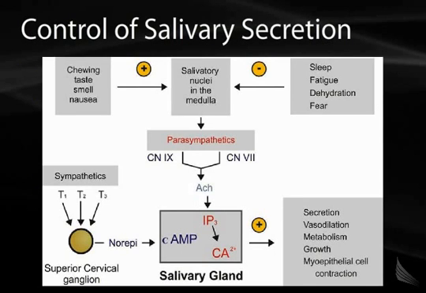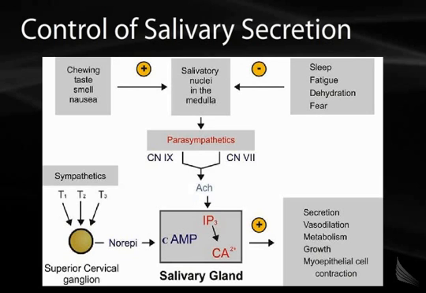So control of salivary secretion occurs in a number of different ways. Taste, chewing, smell, and nausea all stimulate the salivary nuclei in the medulla. Therefore, the Pavlovian dog response with production of salivation to particular stimuli or smell is explained by this fact. Increased sleep, fatigue, dehydration, and fear negatively inhibit the salivatory nucleus in the medulla. This also explains why during times of extreme nervousness we always seem to have a dry mouth.